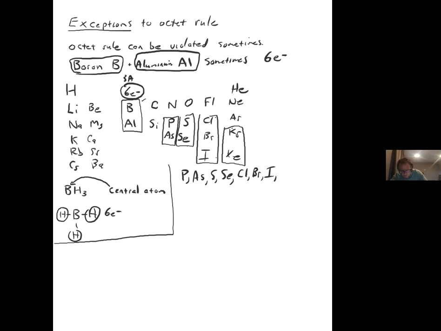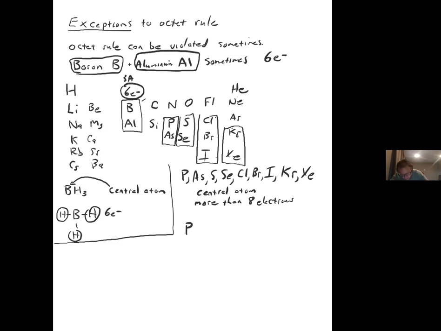the first requirement for breaking the octet rule is they have to be the central atom. Okay, so if they're not the central atom, just use the octet rule. But if they are the central atom, they could have more than 8. And again, if they have more than 8, that's violating the octet rule. Okay. So here's how it tends to work.